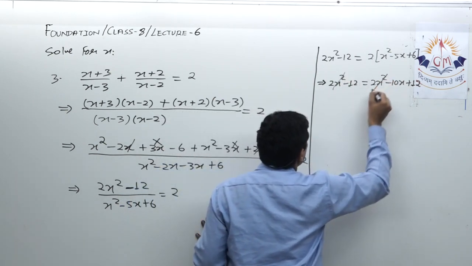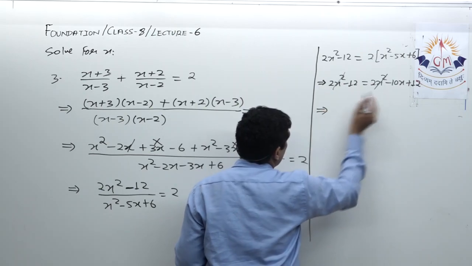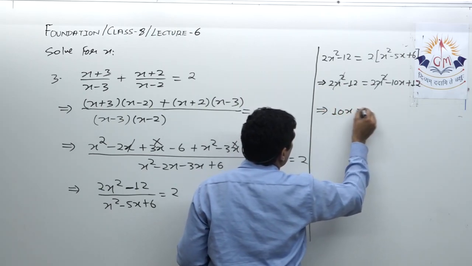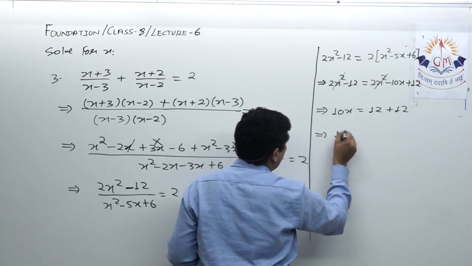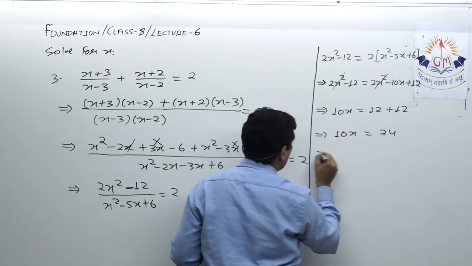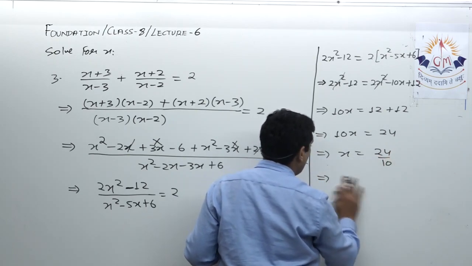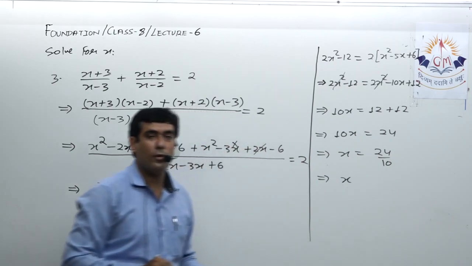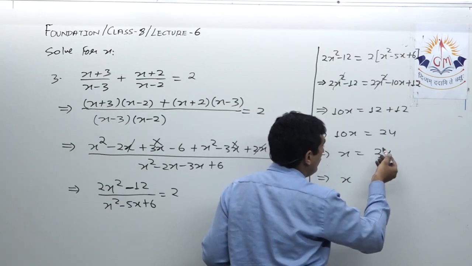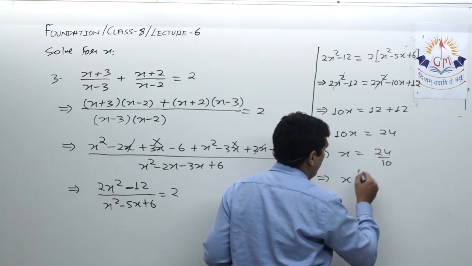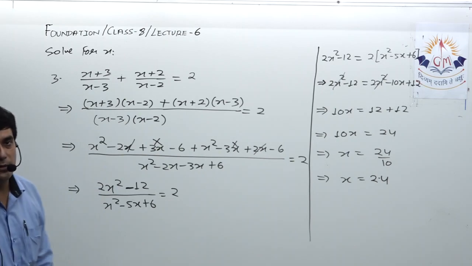Now I can cancel this 2x square and 2x square because they have the same value on different sides. Now I will take this 10x on this side, so plus 10x, and I will take this 12 on that side, that is plus 12. So this is 10x is equal to 24. So I can say x is equal to 24 upon 10. I can write that x equal to 2.4, or I can write in the form of p by q, so it will be 12 upon 5, but I am writing 2.4. So this is my final answer. Please note it down, then we'll see the next question.